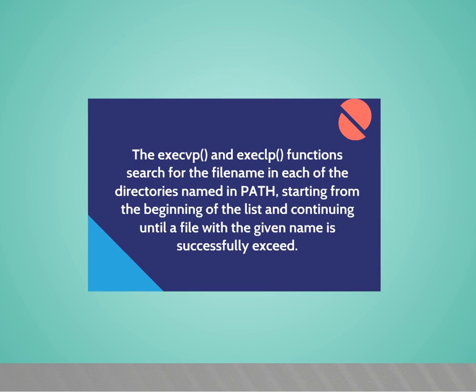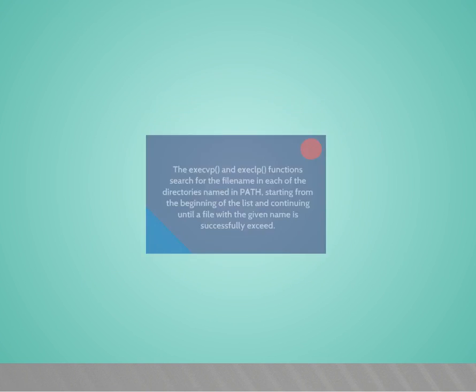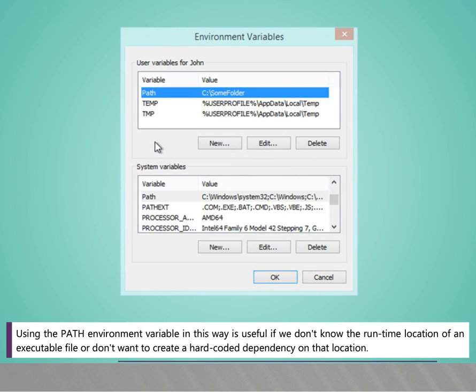The execvp and execlp functions search for the file name in each of the directories named in PATH, starting from the beginning of the list and continuing until a file with the given name is successfully executed. Using the PATH environment variable in this way is useful if we don't know the runtime location of an executable file or don't want to create a hard-coded dependency on that location.